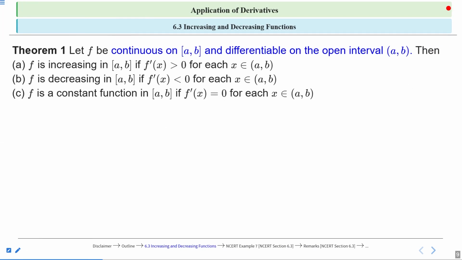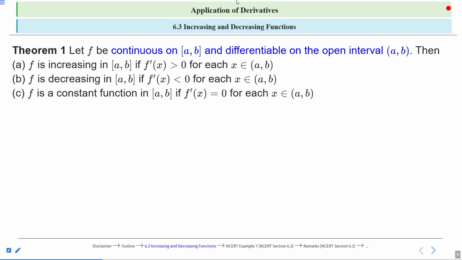Next is theorem 1. Theorem 1 says, let f be continuous on [a, b] and differentiable on the open interval (a, b). Then part A, f is increasing in [a, b] if f'(x) > 0 for each x belongs to (a, b).